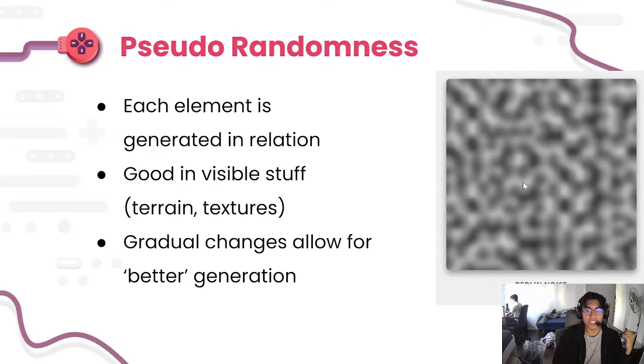As you can see, there's white right here, and then it slowly has a gradient toward black. What that means is every pixel in this image is generated in relation to the other pixels nearby it, so that, we'll call it the color for now, the color of that location is similar enough to the others, but different at the same time. And so this is a lot better for generating visible stuff, such as terrain or textures, etc. These gradual changes allow for a quote unquote better generation that's a little more friendly to the player.